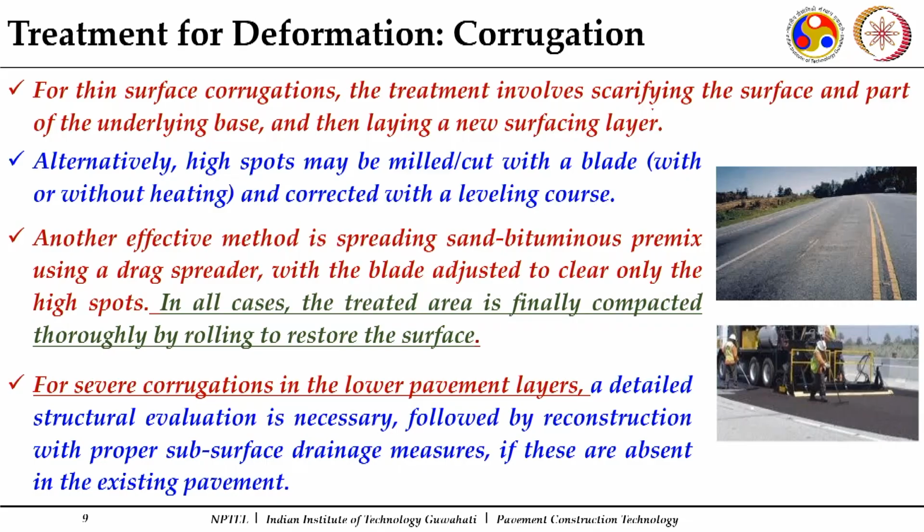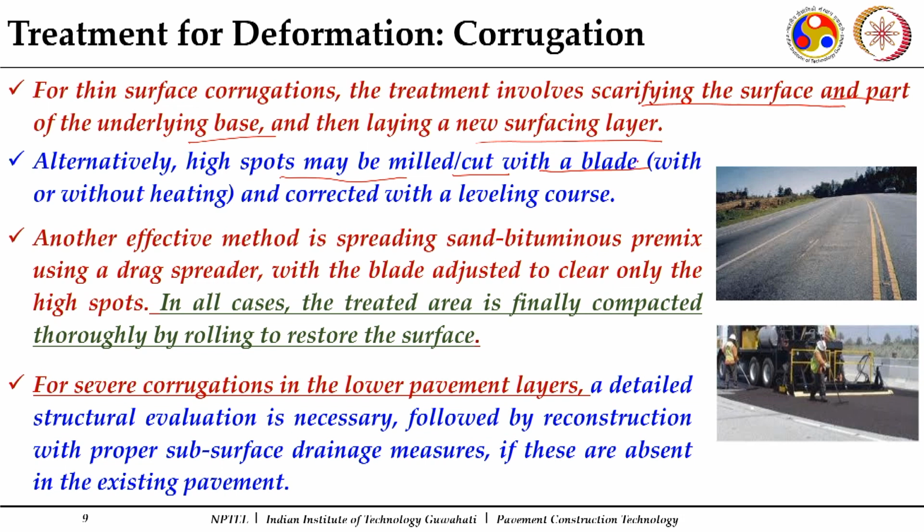Now, what are the conventional treatment practices followed in case of corrugations? One is scarifying the surface, because it already has a wavy structure, ridges are formed, so it is already distressed. That needs to be removed first, scarified, along with part of the underlying base also, so as to get an intact surface. It has to be removed at least to a certain depth of intact layer, and then a new surfacing is laid, because this will help us get a good bond with the existing pavement surface. Alternatively, high spots can be milled or cut with a blade.